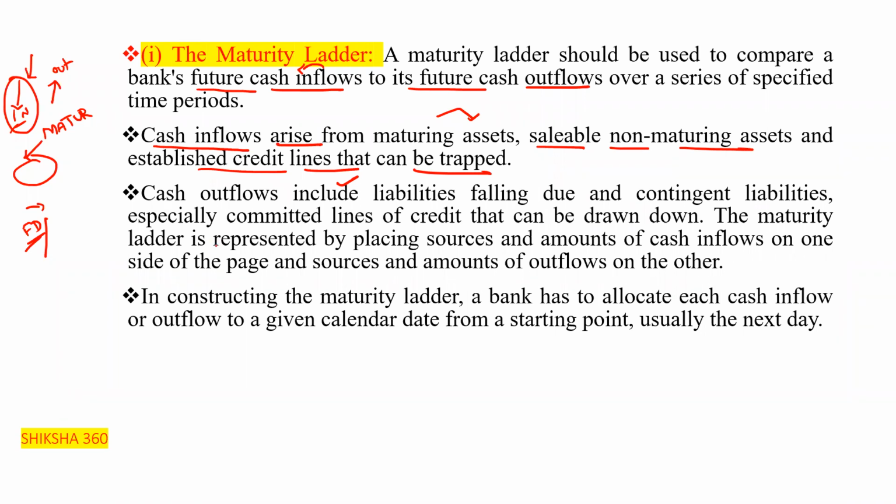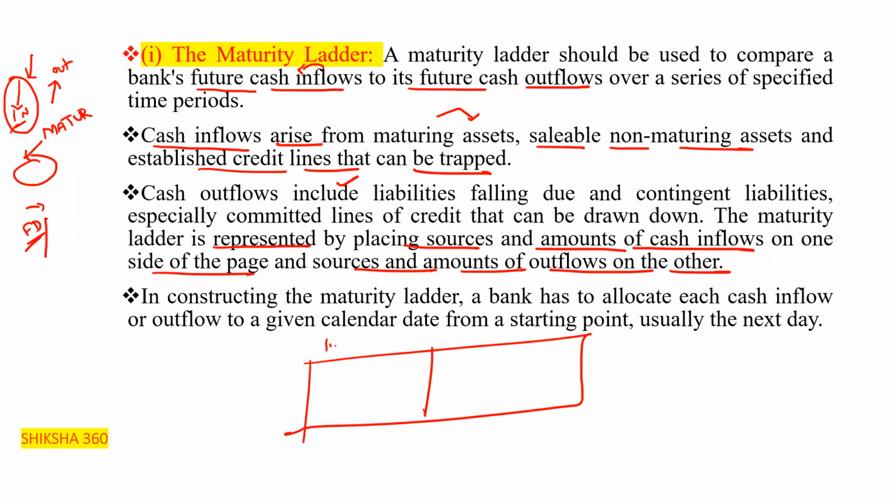So the maturity ladder is represented by placing sources and amounts of cash inflows on one side of the page and sources and amounts of outflows on the other side. We have to construct it in this way: that is inflow and that is outflow.